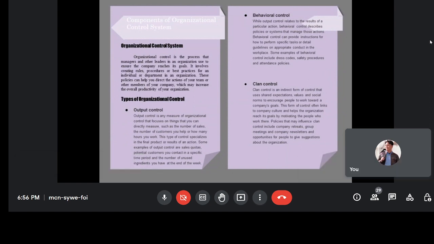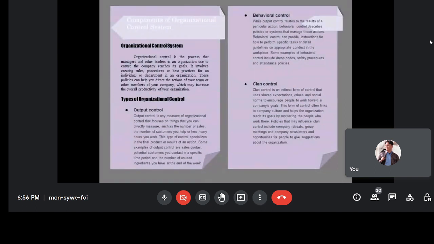Next is behavioral control. While output control relates to the result of a particular action, behavioral control describes policies or a system that manage those actions. Behavioral control can provide instructions for how to perform specific tasks or detail guidelines and appropriate conduct in the workplace. Some examples of behavioral control include dress codes, safety procedures, and attendance policies.